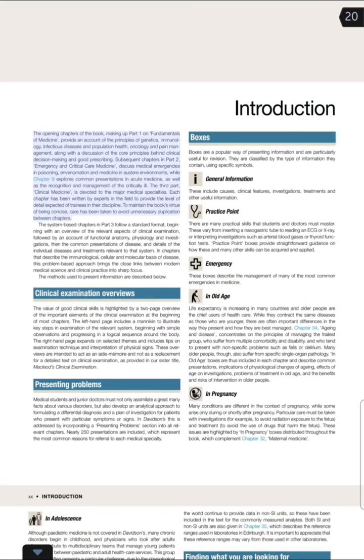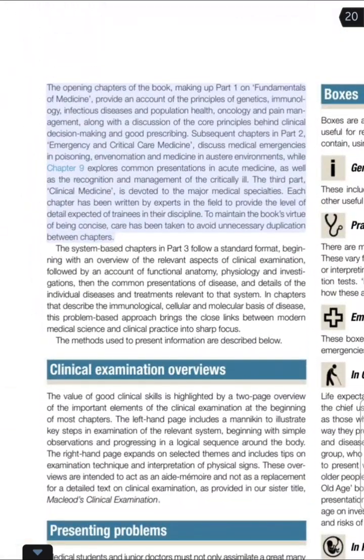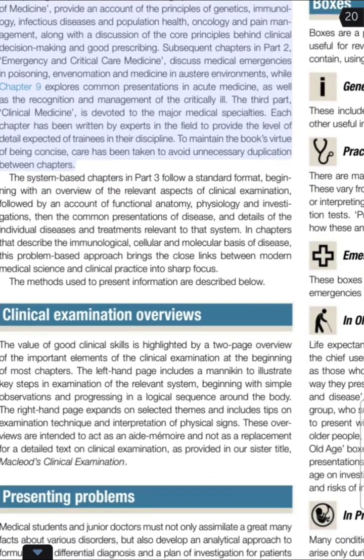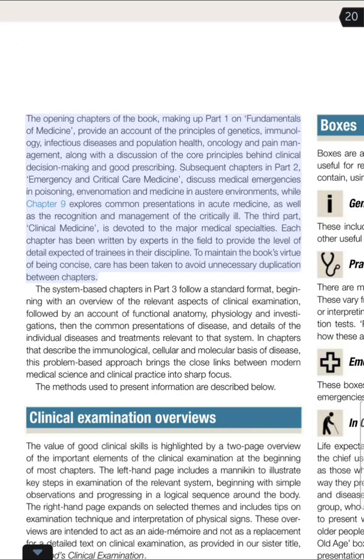Introduction. The opening chapters of the book, making up Part 1 on Fundamentals of Medicine, provide an account of the principles of genetics, immunology, infectious diseases and population health, oncology and pain management, along with a discussion of the core principles behind clinical decision-making and good prescribing.